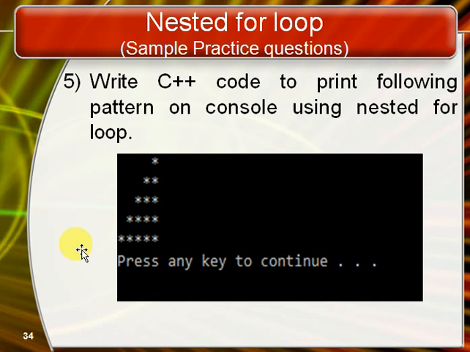It's another sample practice question. Write a C++ code to print the following pattern on console using a nested for loop. This pattern contains two kinds of information, that is, printing of spaces and a character, star. In the starting iterations, the number of spaces is more compared to the number of characters, and then as the number of rows increases, the number of characters also increases and the number of spaces decreases.